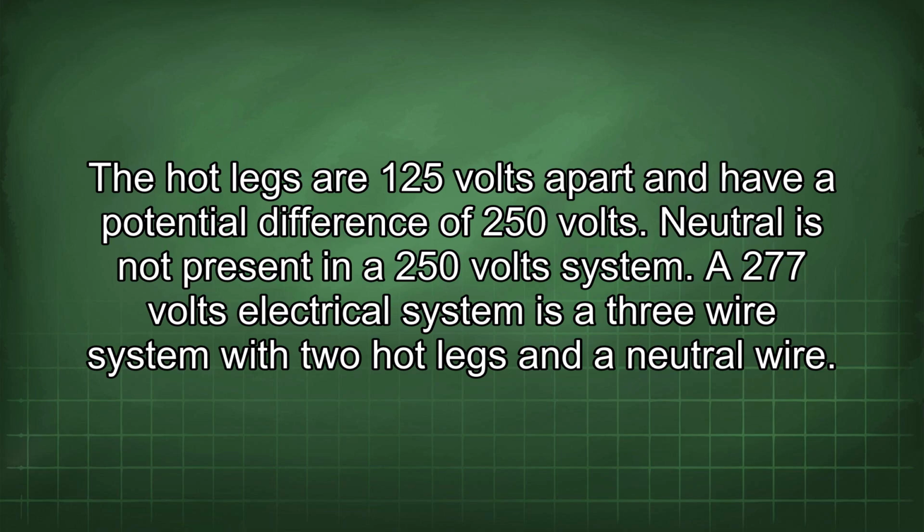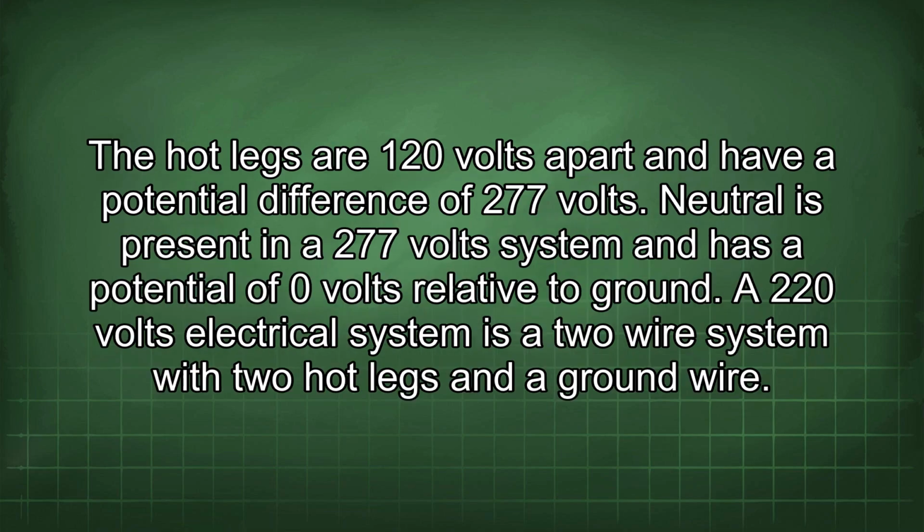A 277 volts electrical system is a 3-wire system with 2 hot legs and a neutral wire. The hot legs are 120 volts apart and have a potential difference of 277 volts. Neutral is present in a 277 volt system and has a potential of 0 volts relative to ground.